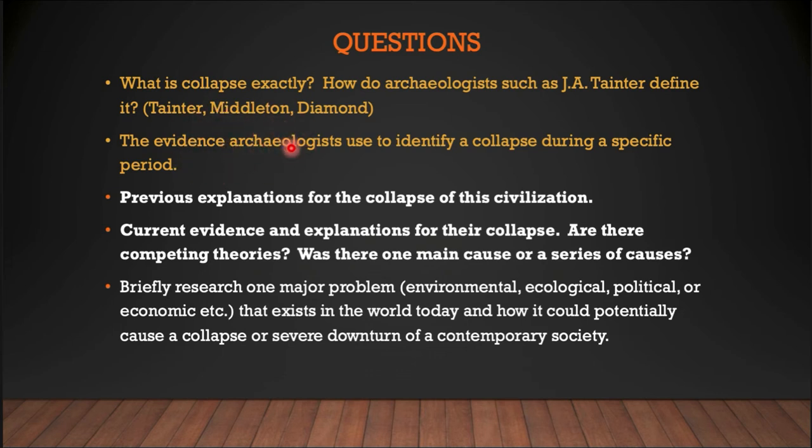The evidence of a drought doesn't mean that a society collapsed. It means that there was a drought. It could explain why the collapse happened, and that's different. That's not evidence to identify a collapse. That's evidence used to try and explain why the collapse happened. So be very clear on these differences. If you have questions, again, you can always ask me.